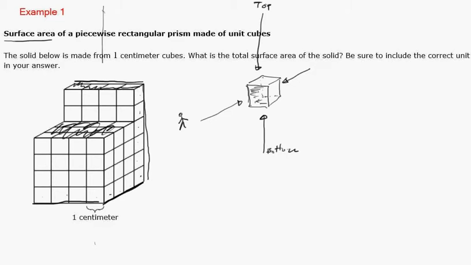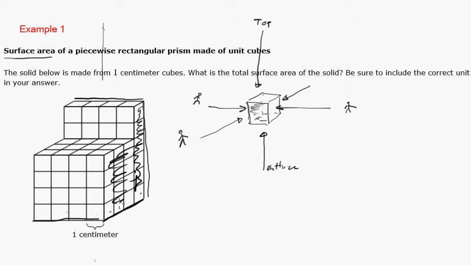Now, those are 4, but then over here, the ends, if I was standing over here, I would see this side, and then in the back, if I was way over here looking this way, I would see this face, and I would see all of that. Alright, so let's try this.